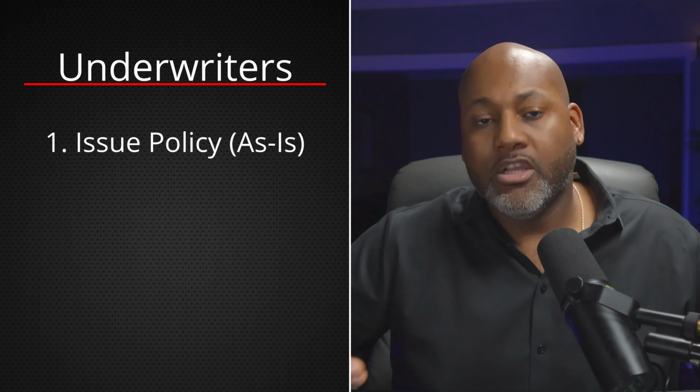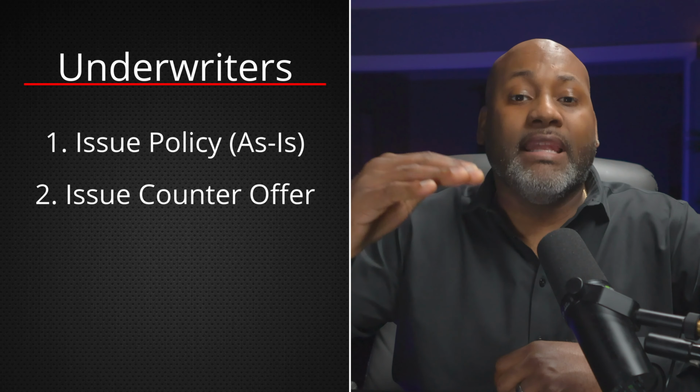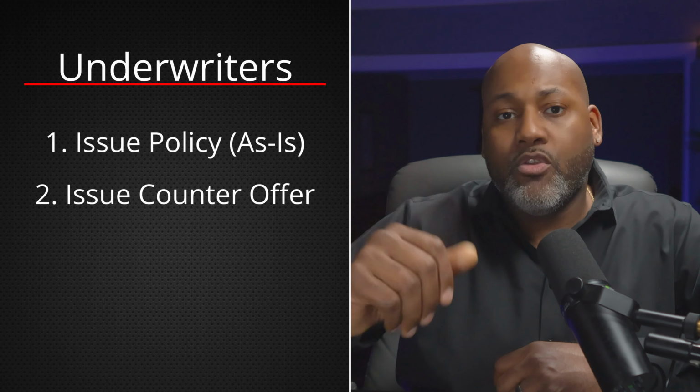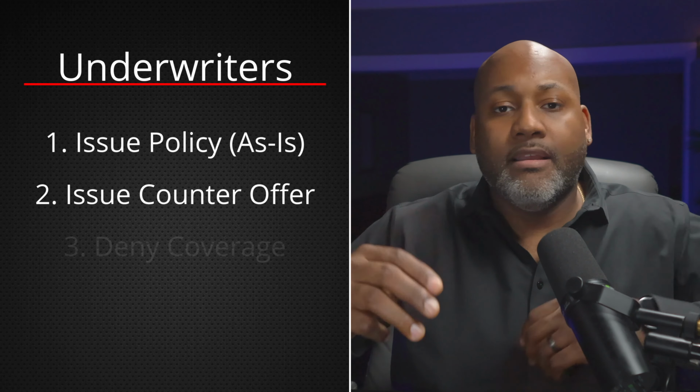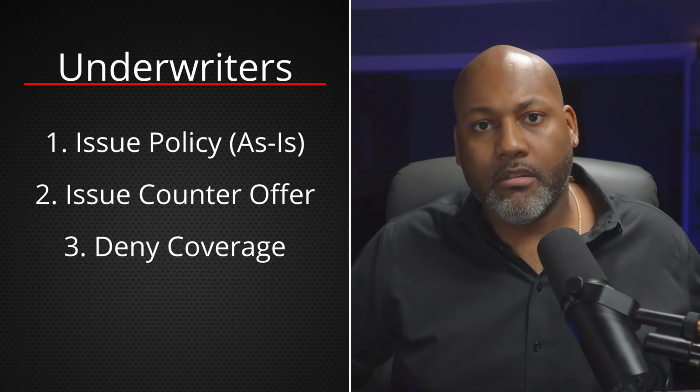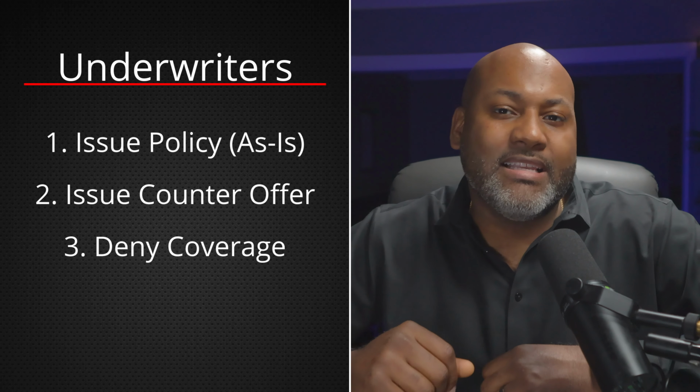The insurance company usually does one of 3 things after you apply. 1, they issue the policy as is. 2, they offer a policy with less benefits and features than you applied for. Or 3, they deny coverage altogether. On average, the underwriting process takes anywhere from 4 to 8 weeks.